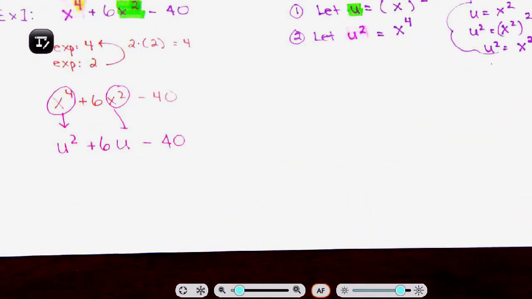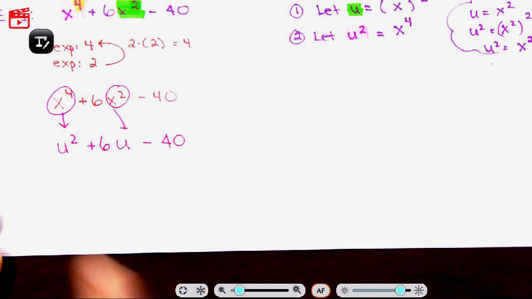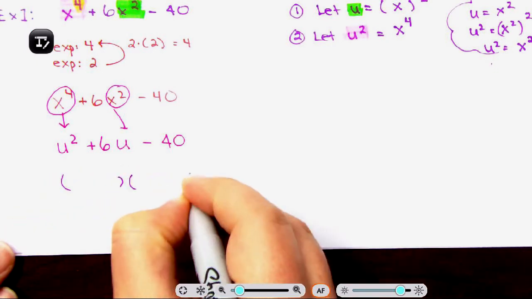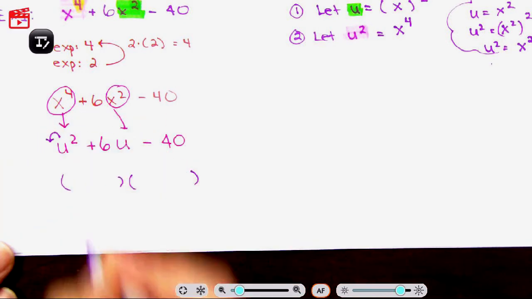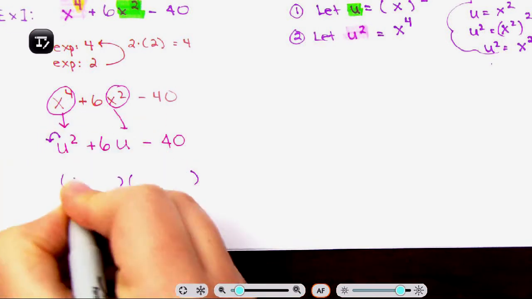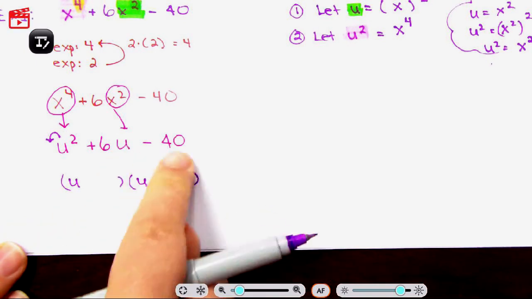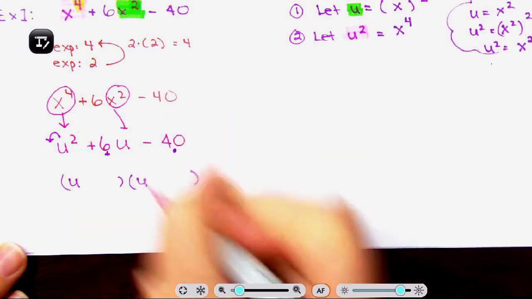Okay, now that we have a standard trinomial, highest exponent is 2, we're going to use either the diamond method, the slip and slide method, or the reverse FOIL, whichever method you choose. I'm going to use the reverse FOIL, which is the guess and check method, because there is no coefficient, no number in front of U squared, so I know I'm going to have a U here and a U here. So I need 2 numbers that multiply to 40. However, when I add them, they give me positive 6.